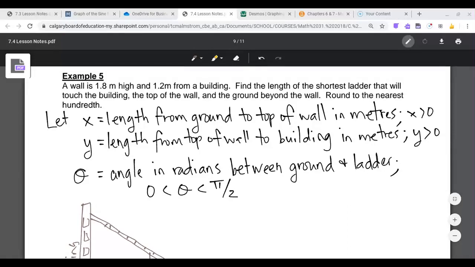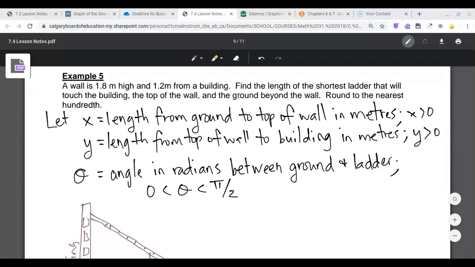Okay, last example, example 5. A wall is 1.8 meters high and 1.2 meters from a building. Find the length of the shortest ladder that will touch the building, the top of the wall, and the ground beyond the wall, round to the nearest hundredth.